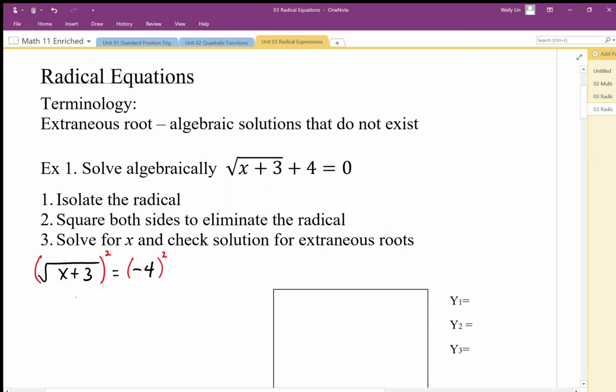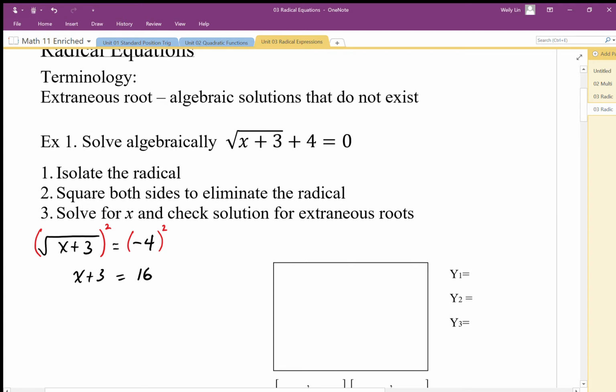Okay, and then we're going to end up with x plus 3, and that's equal to negative 4 squared, which is 16. And then we're going to solve for x. So we're going to undo the plus with a minus. So we're going to subtract 3 from both sides. So we get x equals 13.